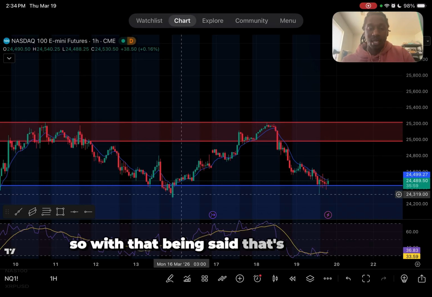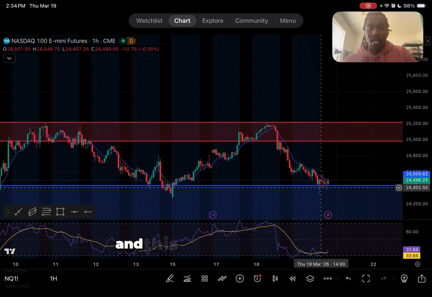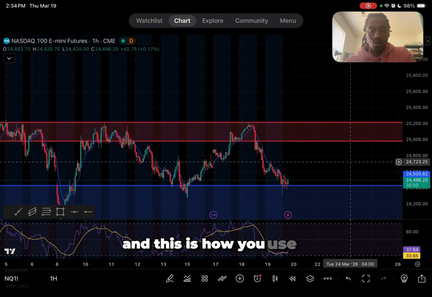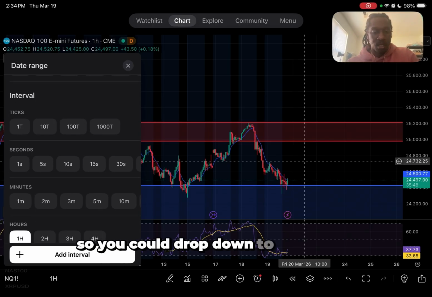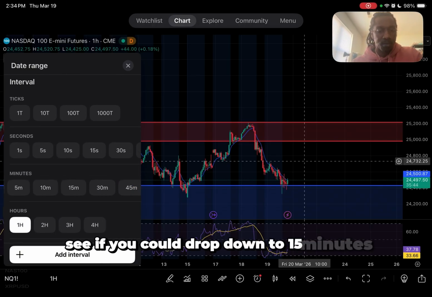So with that being said, that's telling me this is a good confirmation that we want to buy, and this is going to be bullish. So this is how you draw your support and resistance, and this is how you use it. So you could drop down to 15 minute.